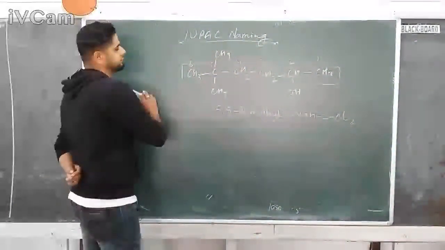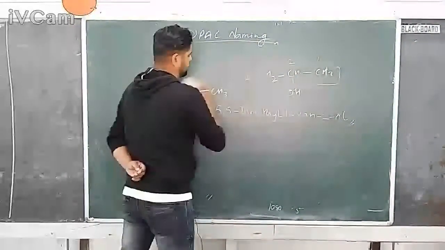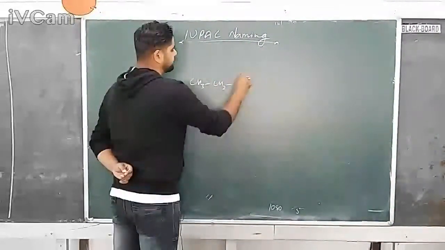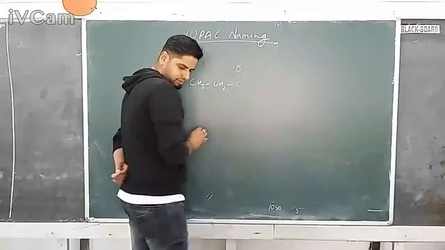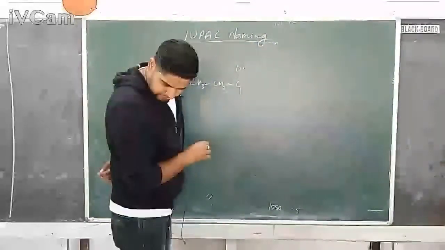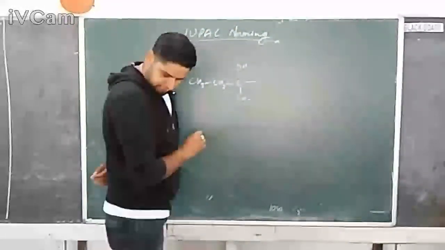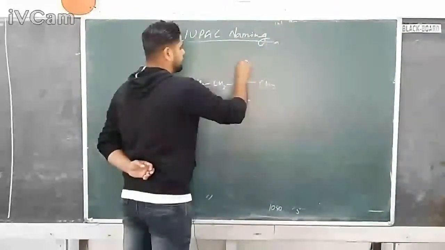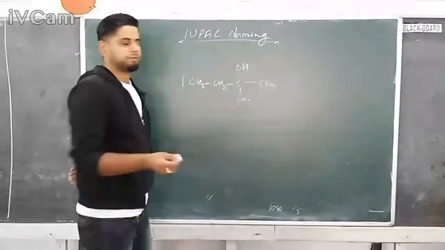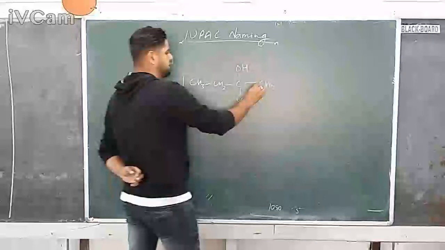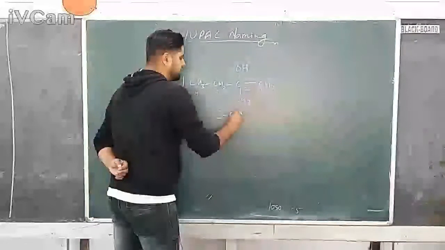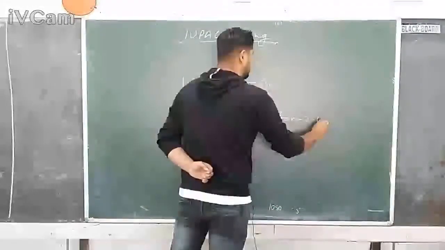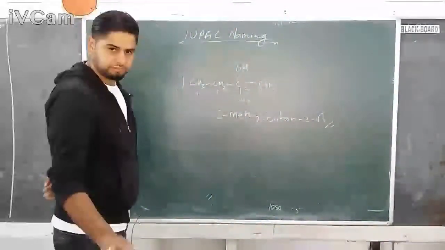I'll give you another example. Take a screenshot of this. Okay, now I'll give you another example. Very simple. CH3, CH2, C, CH. If you follow the process you can easily do it. This is the longest carbon chain. At the second position only a methyl group is there. So, 2-methyl. Got it? Okay.